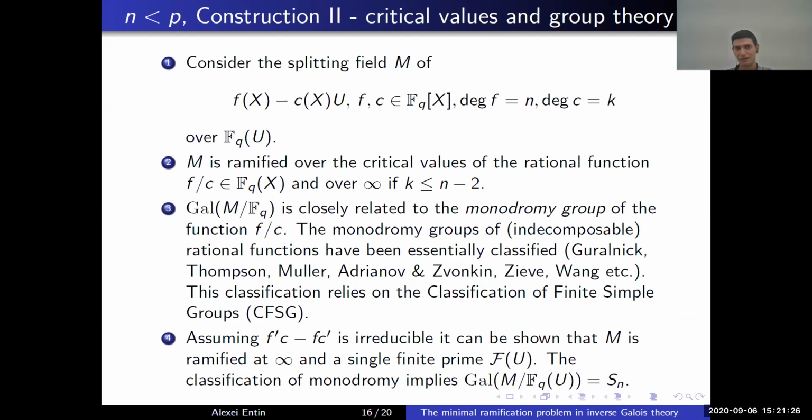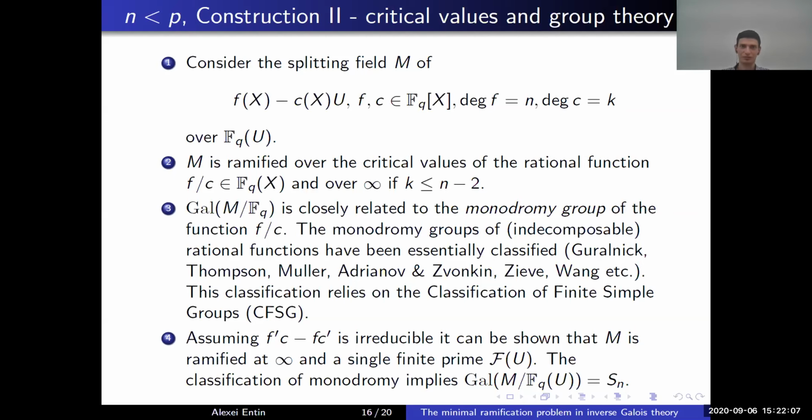And under the additional assumption that f'(c) minus f(c)' is irreducible, what this means is that the critical values of the rational function basically all fall under one Galois orbit, so they form just one ramified prime, except for the prime at infinity. And the classification of monodromy implies, in this case, that the Galois group is indeed the same. But there's no direct way that we know of to prove this without using this deep classification.